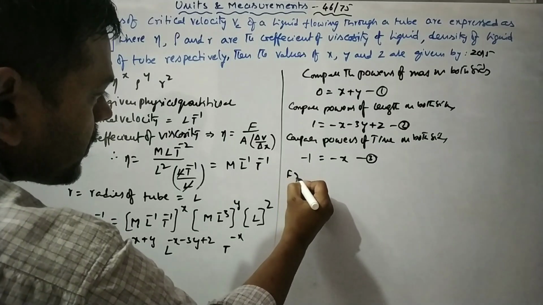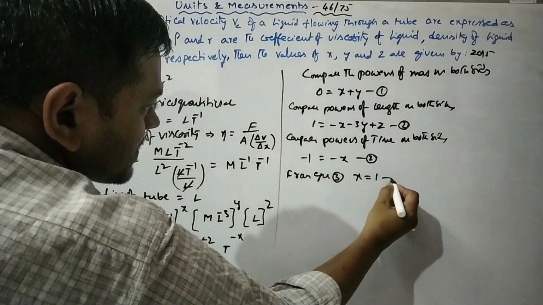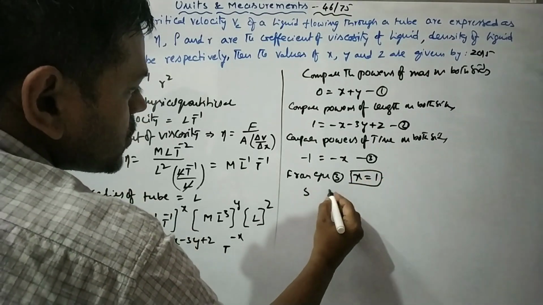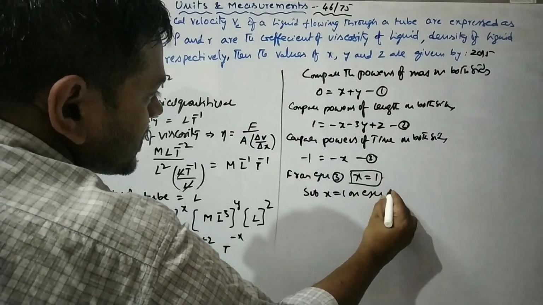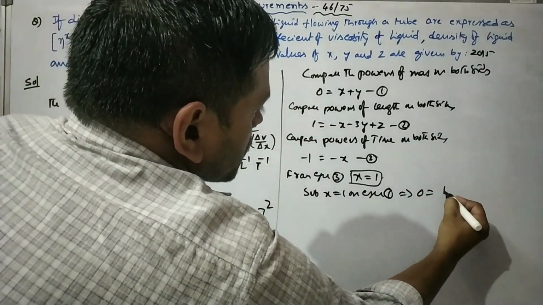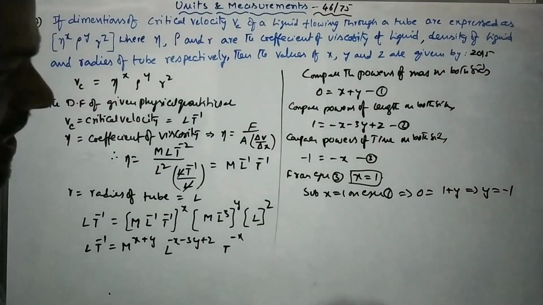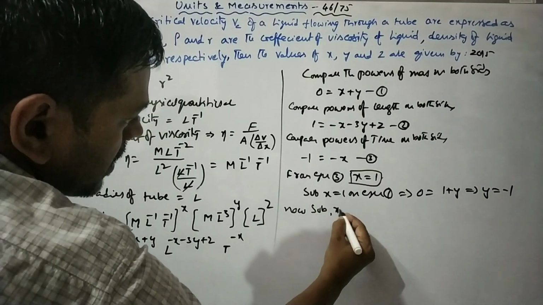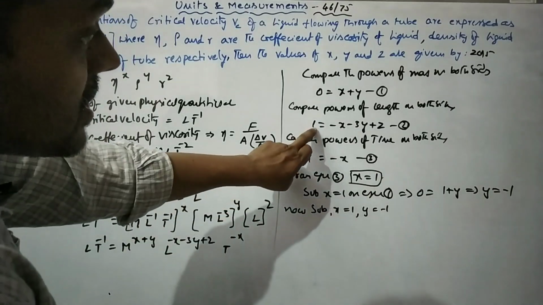Therefore, from equation 3, what do you get? x is equal to 1. Substitute x equal to 1 in equation 1. That implies 0 is equal to 1 plus y, that implies y is equal to minus 1.